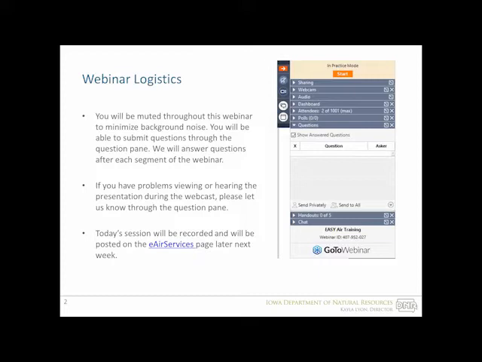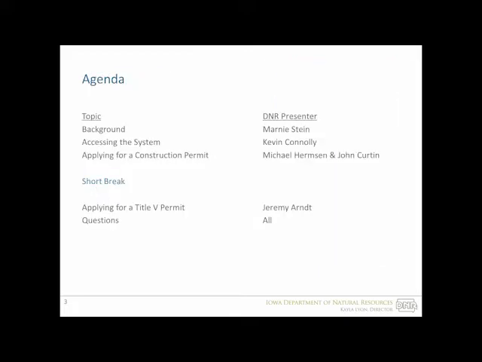So the agenda for today is I will be going over the background of the EASYAir project. Kevin Connolly will be talking to you about how you can access the system and get an account. Michael and John will be talking about how to apply for a construction permit. Jeremy will be talking about how to apply for a Title V permit. And we will have a question session between each topic. So if you choose not to attend all 5 topics, you can still ask your question, as long as it pertains to that topic.